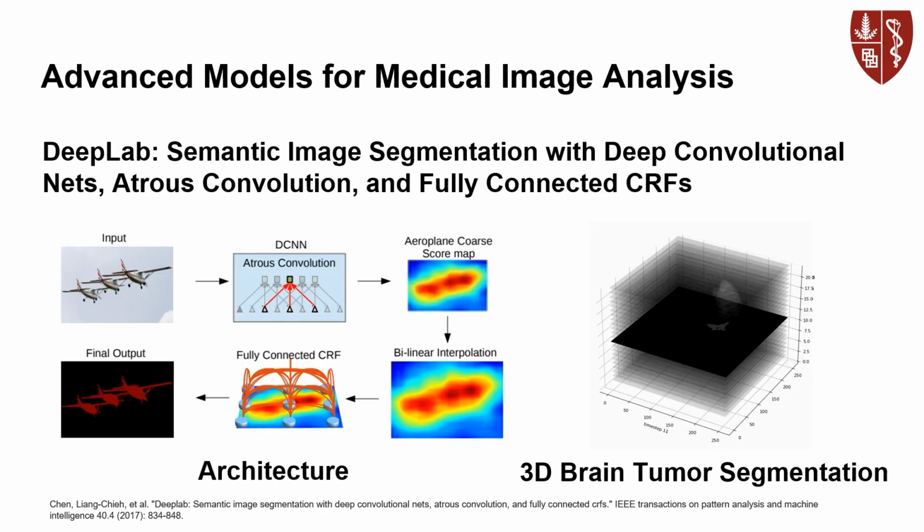The second model here is called DeepLab. DeepLab is built using semantic image segmentation with deep convolutional nets. It also uses a new type of convolution called Atrous convolution, and a technique called fully connected CRFs. This is the architecture, and you can see DeepLab getting applied on these image slices for 3D brain tumor segmentation. This is an example of DeepLab's model output.